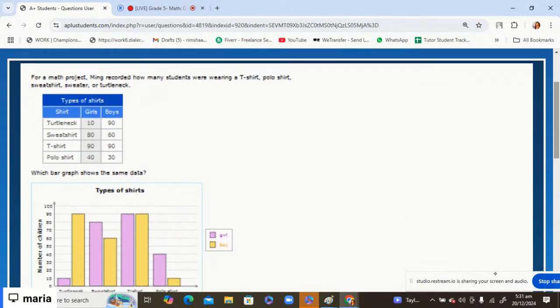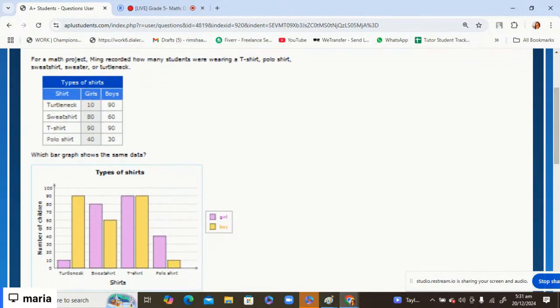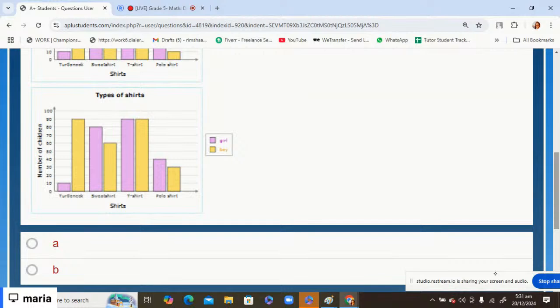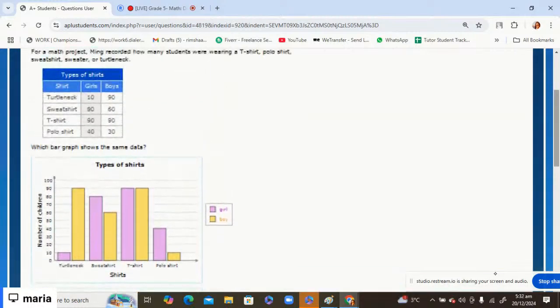So look here. For a math project, Ming recorded how many students were wearing t-shirts, polo shirts, sweatshirts, sweaters, or turtlenecks. Types of shirts are given for the girls and the boys. Which bar graph shows the same data? Here are the two graphs.